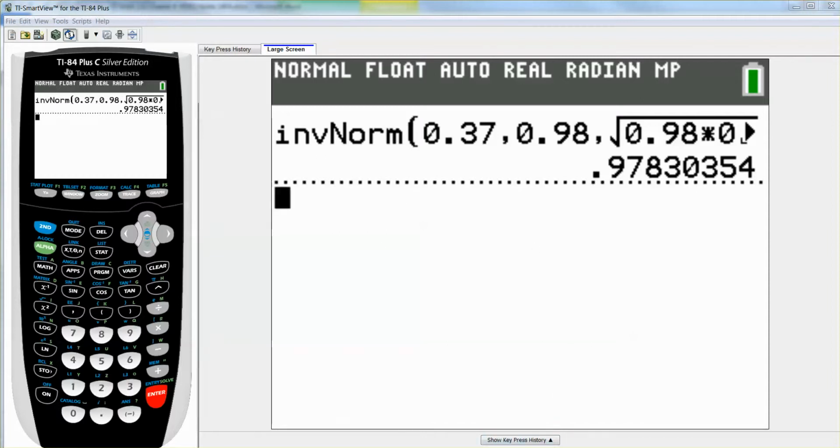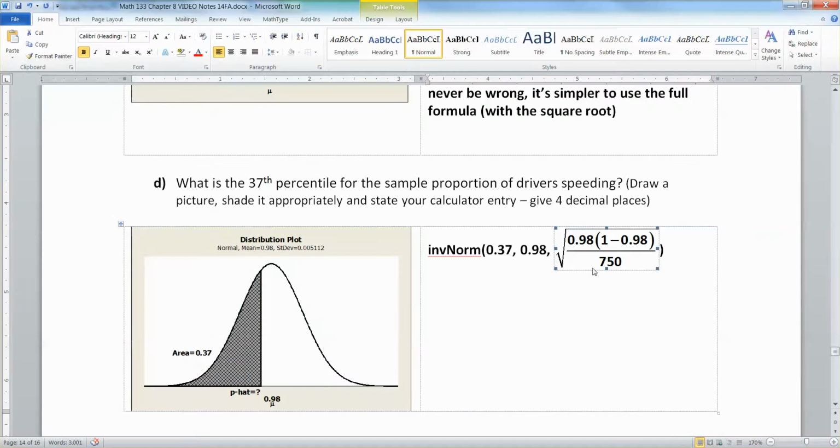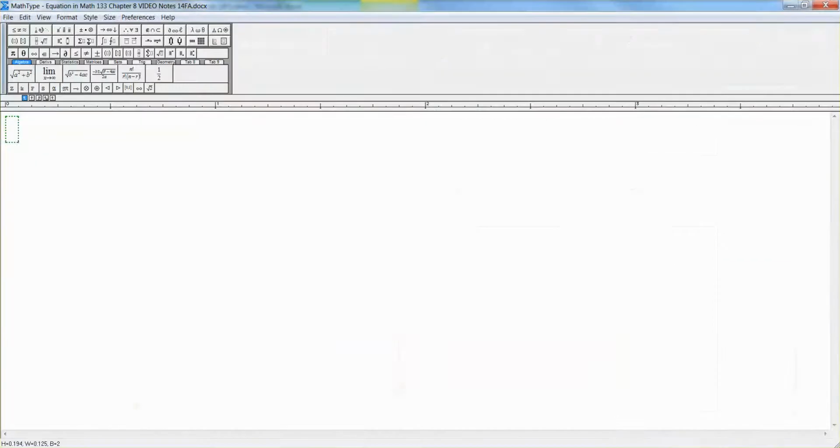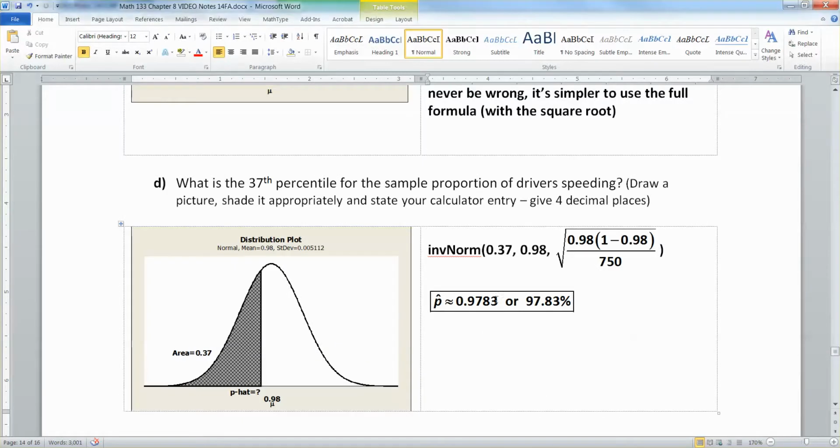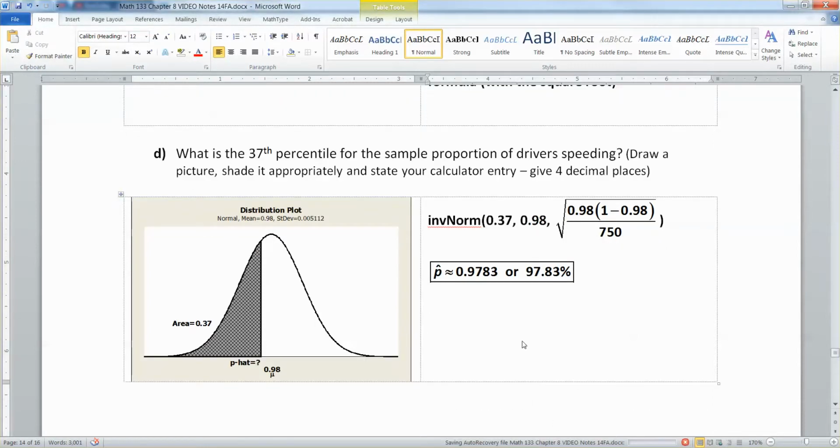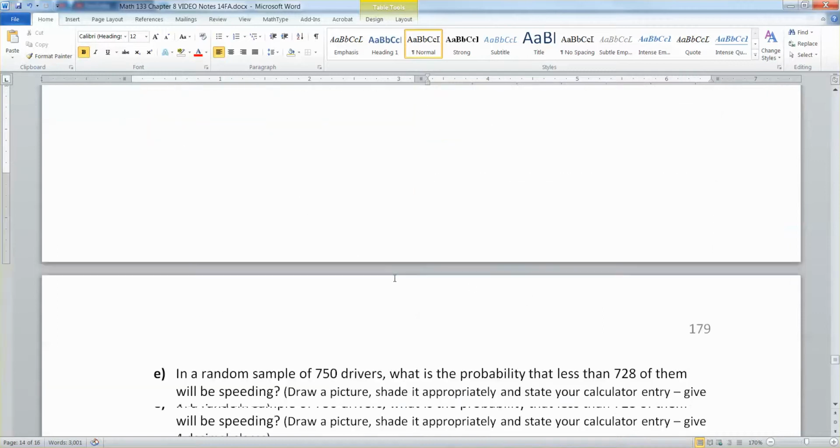Okay, so let me go put that in our answers. So p hat, let me type it up, one second. There we go. P hat is 0.9783 or about 97.83%. All right, let's move on to the next one.